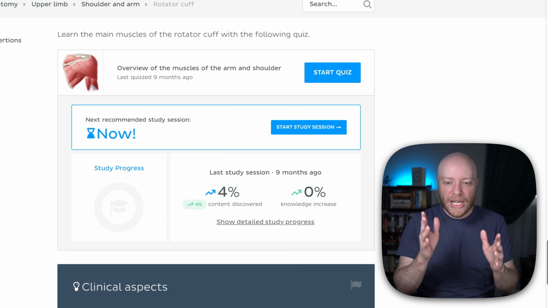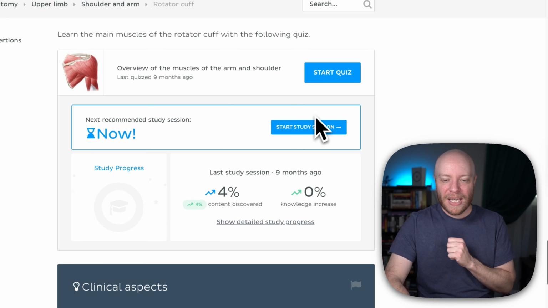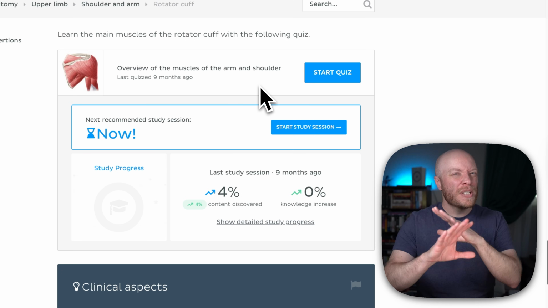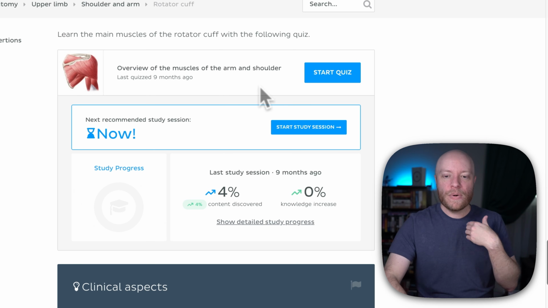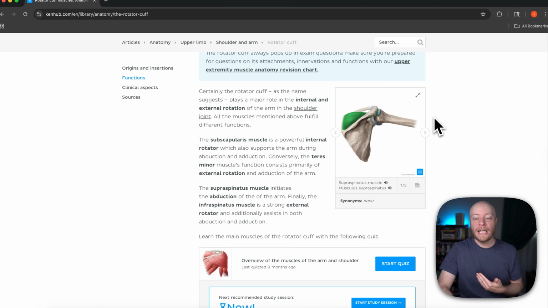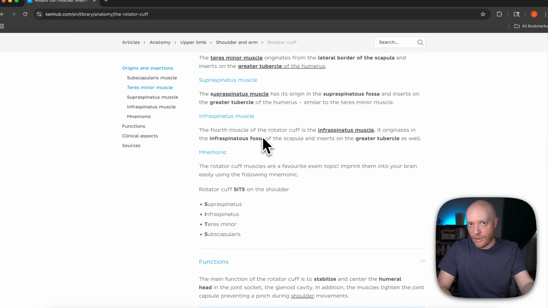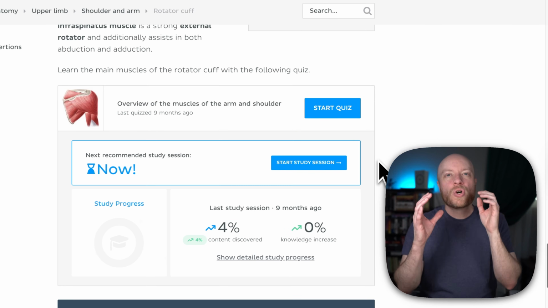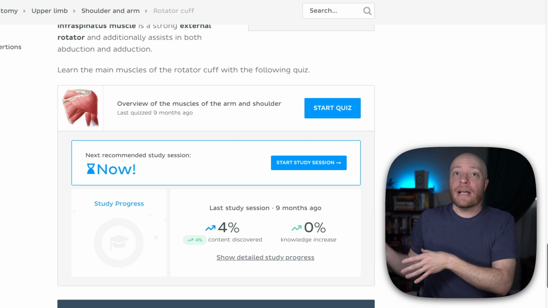However, I want to show you just how amazing these quizzes can be. Granted, this is going to be an overview of the muscles of the arm and shoulder. There's going to be more included in this, but I actually want to show you that intentionally. One of my favorite ways to learn with Kenhub is to discuss something very specifically, like, for example, we just discussed the rotator cuff, and then go and take a quiz, which is going to include what you just learned and more.